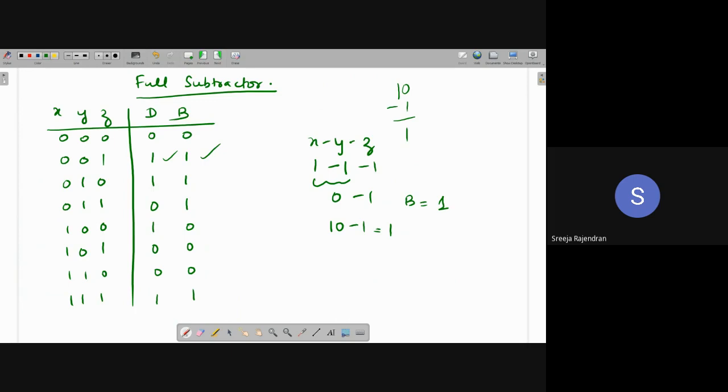Now the circuit for this. Okay, so let's write for the borrow. If I'm going to draw the truth table for borrow, zero, zero, one.